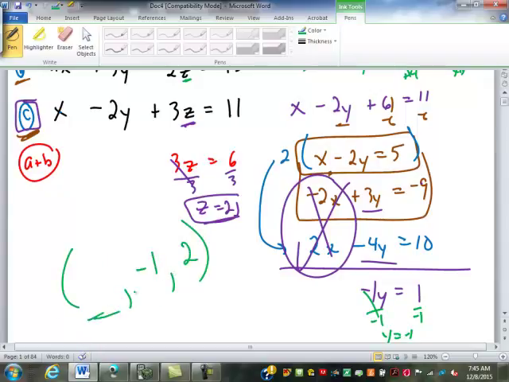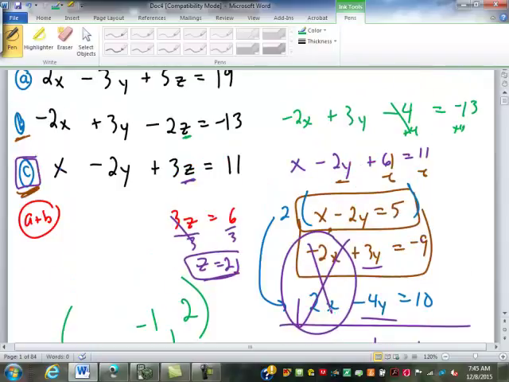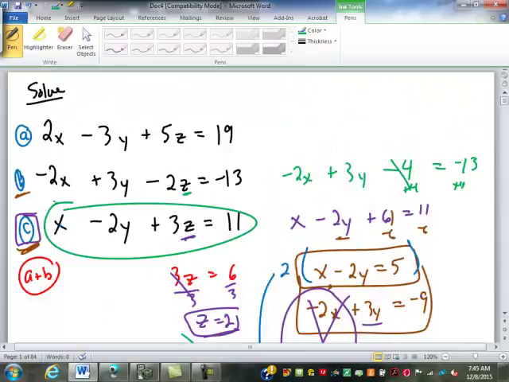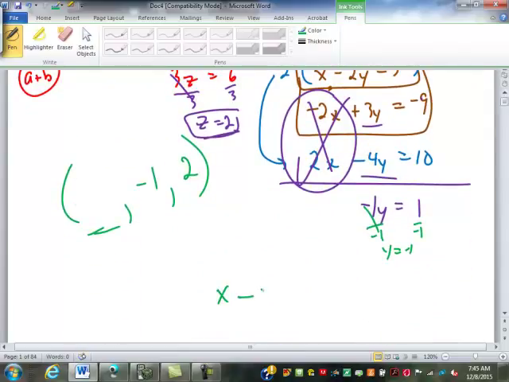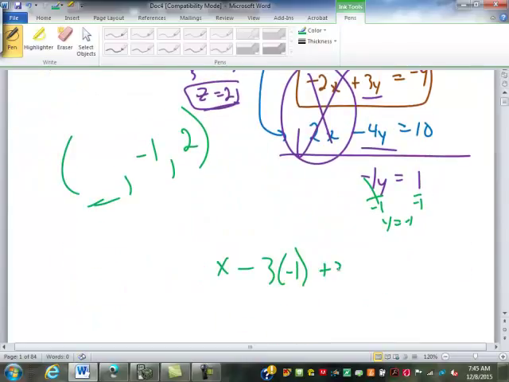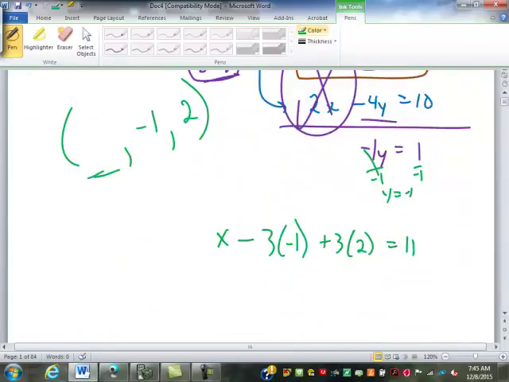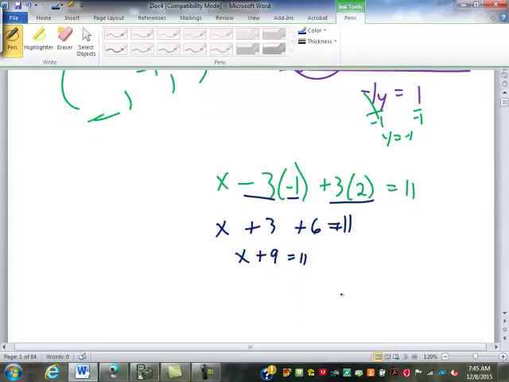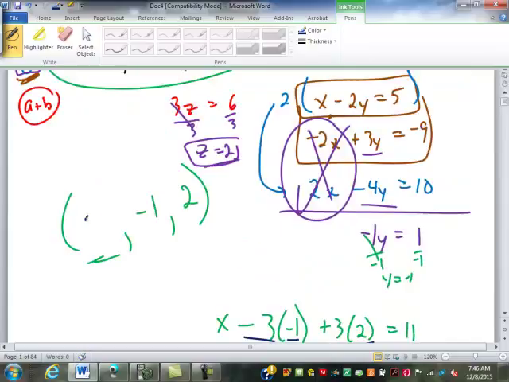I need to find x. I can go back to any of my original equations. I'm going to do this bottom one. So I've got x minus 3 times a negative 1 plus 3 times z, 3 times 2 equals 11. Just making sure that's correct. So negative 3 times negative 1 is a positive 3. 3 times 2 is 6 equals 11. 3 and 6 make 9. We subtract 9 to get x equals 2. So 2, negative 1, 2.